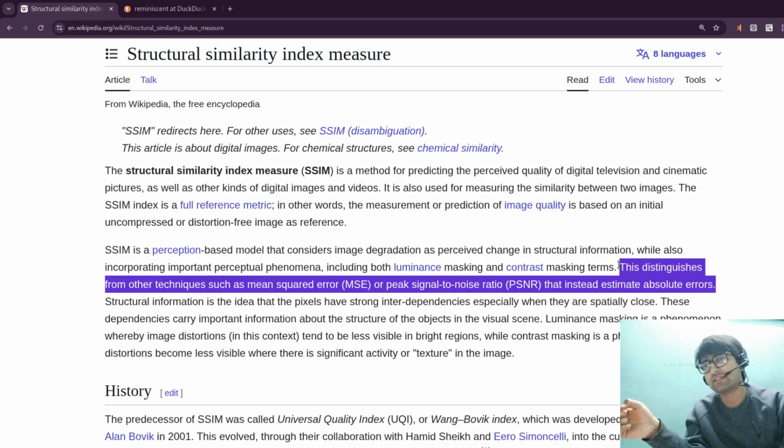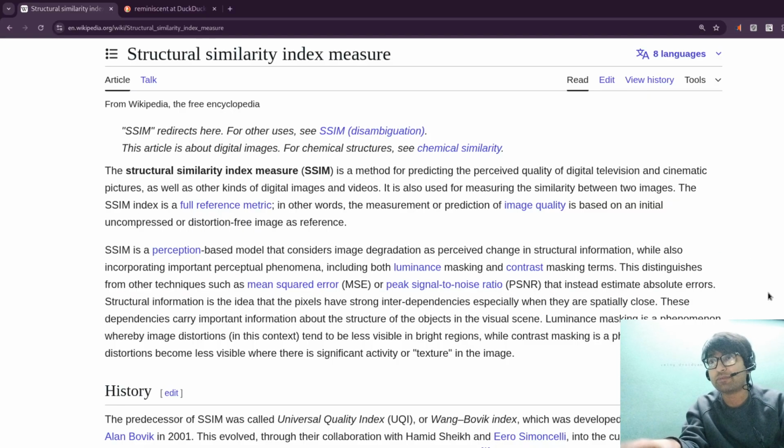SSIM is quite different from MSE or PSNR. MSE measures the pixel-level difference between the target and the given image, whereas SSIM measures the structural similarity between the two images rather than the pixel-level similarity.